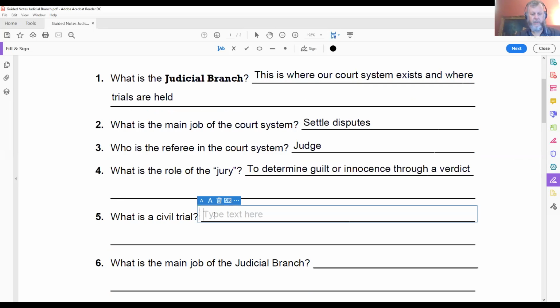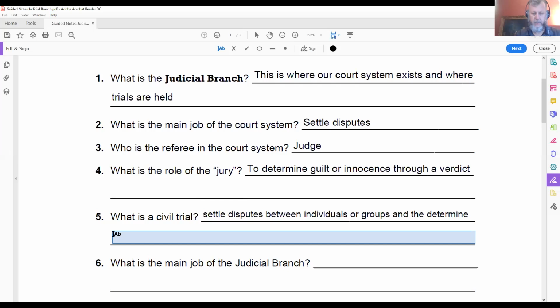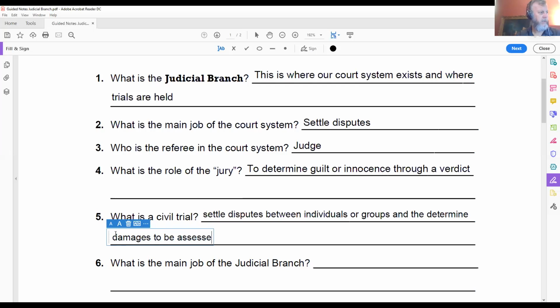All right, again, civil trials settle disputes between individuals or groups, and they determine damages to be assessed.